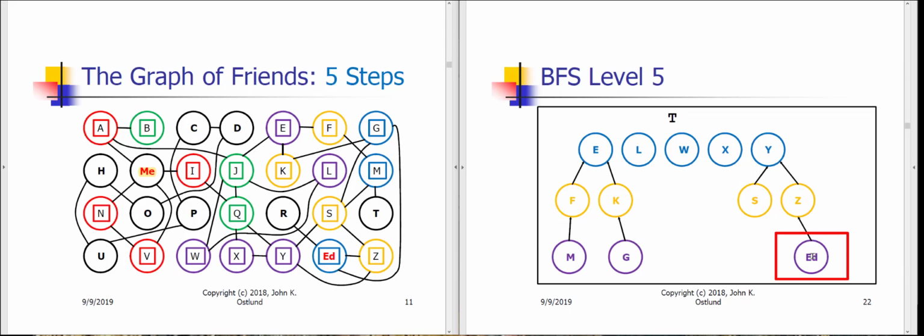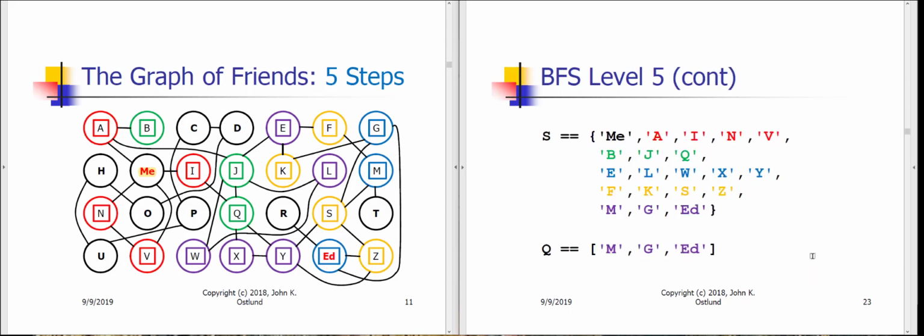All right, so these 3 nodes, M, G, and Ed, are added to the set of nodes that I visited, and they become the queue of nodes whose neighbors I would have to visit, except that I'll discover I've already found Ed, so I'm basically done.